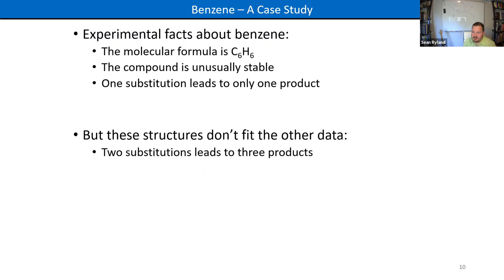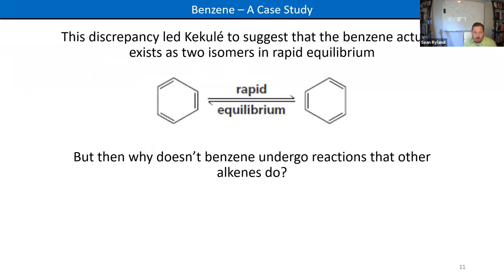Because if one carbon is easier to substitute, then the second substitution should also be on that same carbon, and you should, again, get one or at most two products. The fact that a second substitution gave three different products that they could separate out, even with the technology they had, told us that there was something weird going on. And so that's actually what Kekulé basically contributed to organic chemistry: he drew a structure that matched the molecular formula of benzene and fit these criteria. He said that benzene is really actually two isomers.